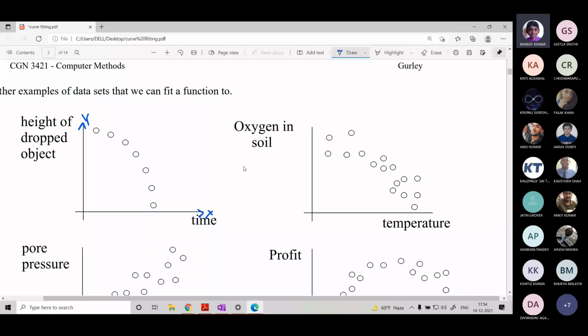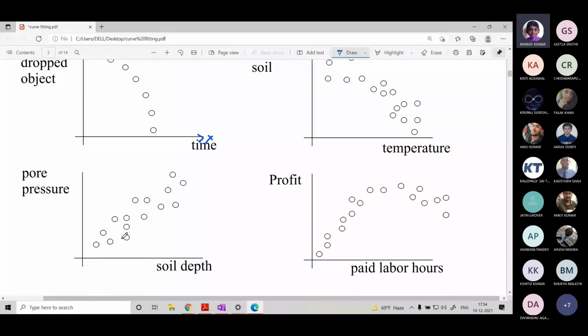Okay, same thing, pore pressure versus soil depth. So these are the real life situations, profit versus paid labor hour. So these are the data. Once you collect it, you plot it in 2 dimensions, try to see a pattern, and according to that pattern, you decide what kind of curve the data is following.